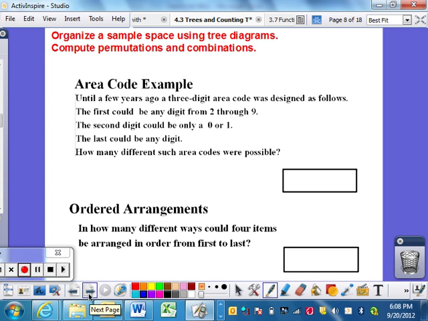More specific examples where it's a little bit tricky, you got to think about them, would be the area code example. Until a couple years ago, a 3-digit area code basically worked this way.